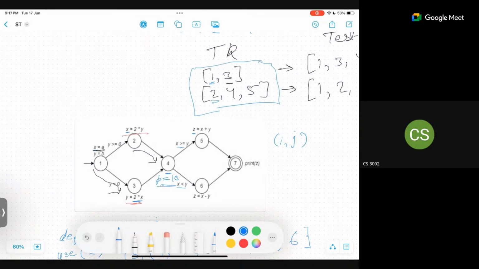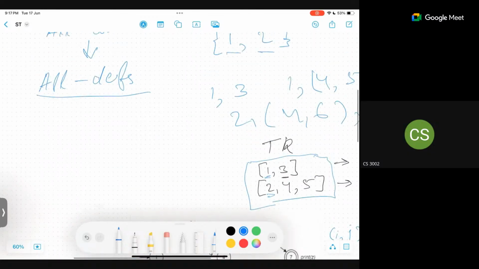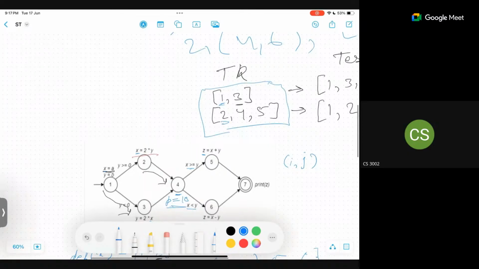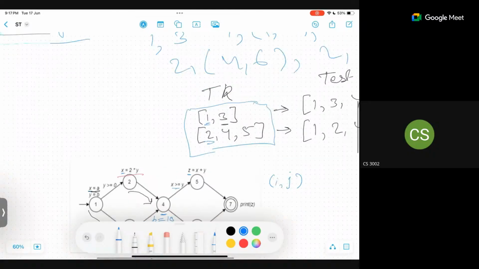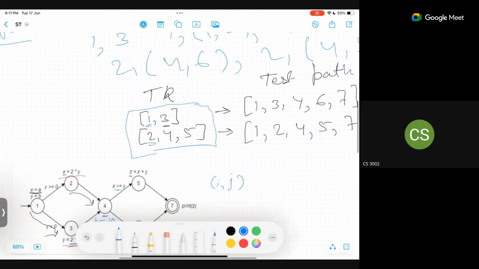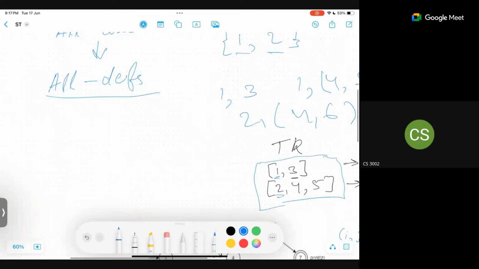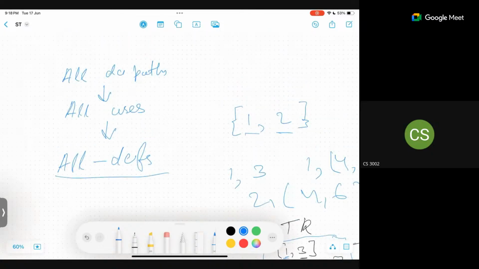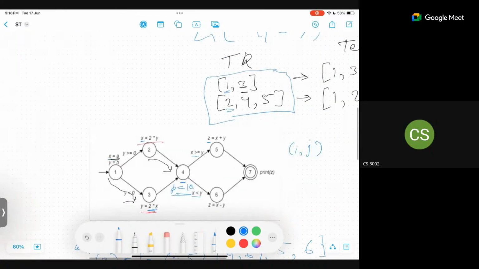All uses says you have to go through all definitions and all uses pertaining to those definitions. Then it will require at least as many paths as there are DU pairs, because you have to exercise all DU pairs. All DU paths is a different thing. All DU paths says if you have multiple possibilities of covering the same use, you exercise all possibilities.